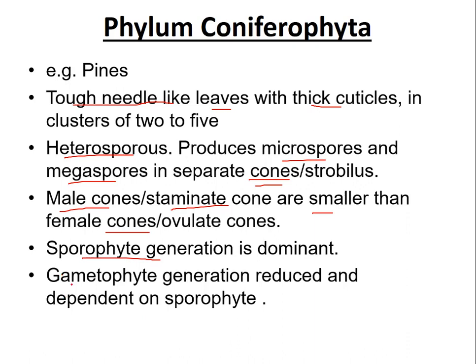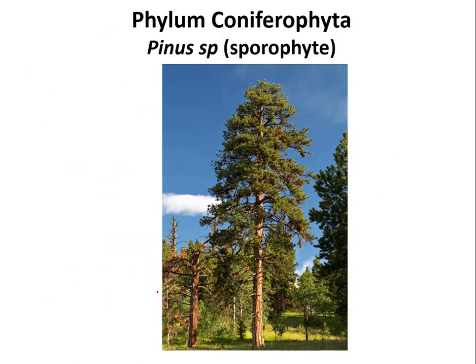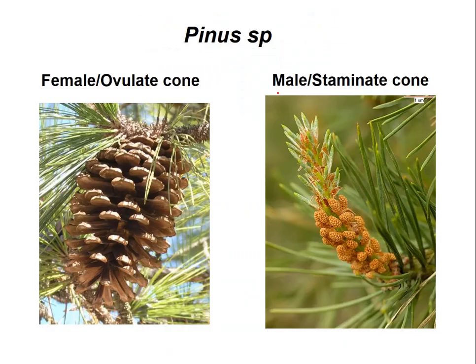Okay, and what happened to the gametophyte generation? Gametophyte generation is reduced and depending on sporophyte. Like this coniferous tree or the pine tree, the whole tree here we call as the sporophyte. This is the sporophyte, and this is the gametophyte. This is the female cone, or known as the ovulate cone, and this is the staminate cone, or the male cone. So you can see the female cone is larger than the male cone.